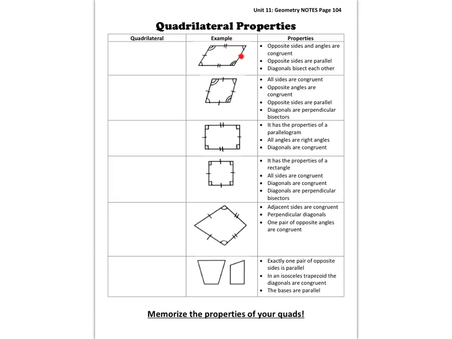So these lines here indicate that these two sides are congruent. Then these two lines here indicate these two lines are congruent. So opposite sides and angles are congruent. We know the angles are congruent because they have these arches in them. These two arches mean that these two sides are the same. The one means these two are the same.